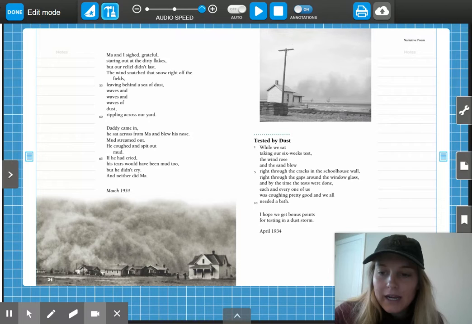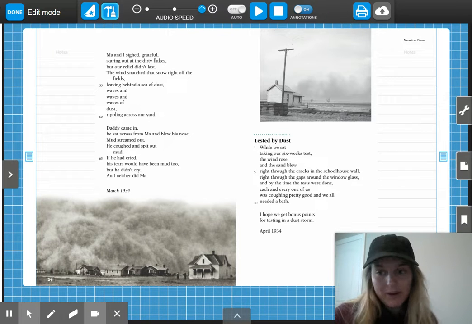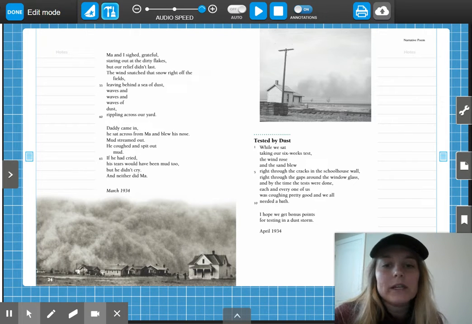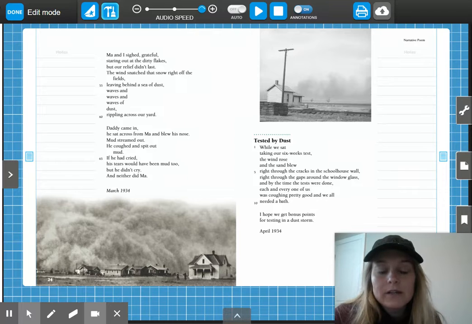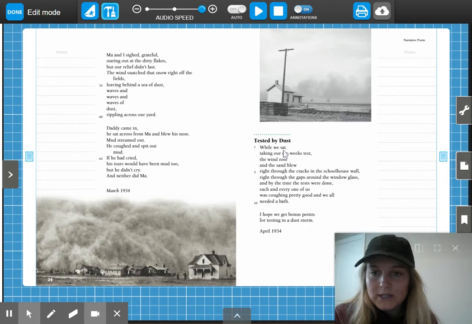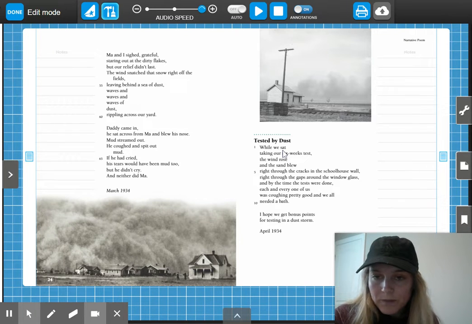As we go ahead and start today's lesson, I want to remind you what we did yesterday. We did read a poem about the dust storm. In the poem, we know just by looking at this page that we're going to be reading Tested by Dust. But I know that this is also a poem because it looks different than our normal prose writing that's written in paragraphs and sentences. We do see here that it's separated by stanzas when it's counted out by lines.